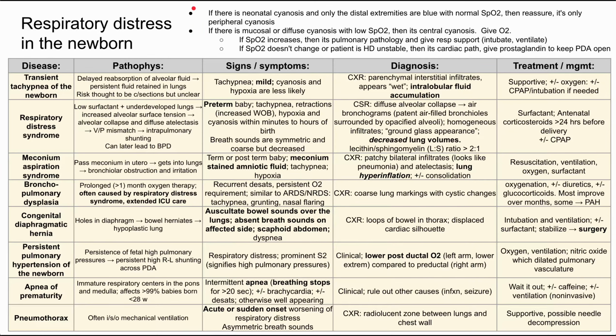If you have a baby that has cyanosis and it's only the distal extremities that are blue and the SpO2 is normal, then you can just reassure. That's just peripheral cyanosis. That's relatively normal in infants, and it's not really a sign for alarm.